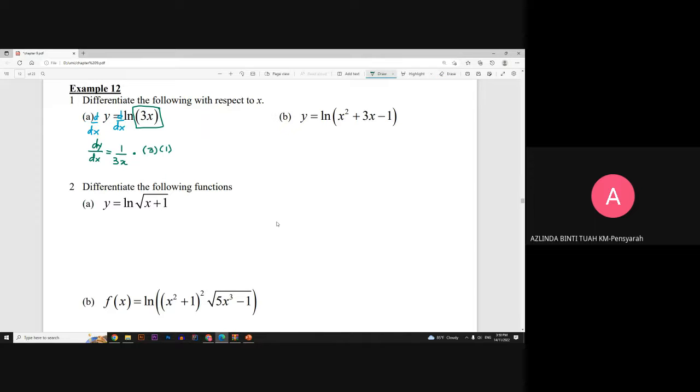Okay, therefore, we combine the two steps. It's going to be 1 times 3 times 1 over 3x. Simplify our answer, 1 over x. Okay, everyone okay?